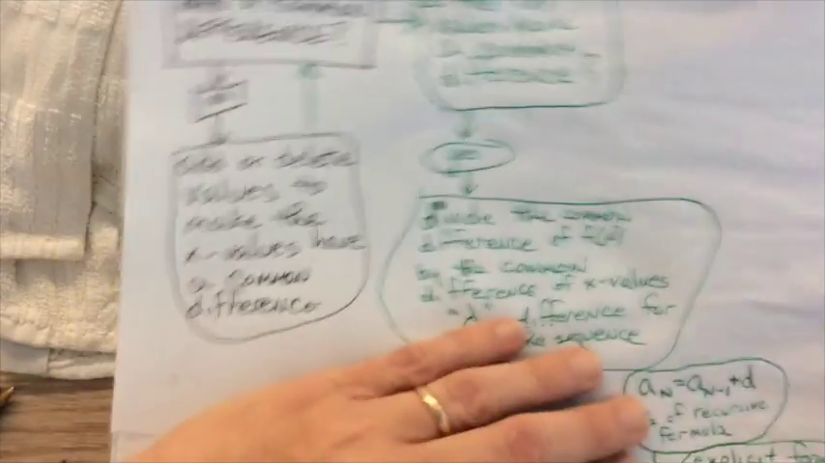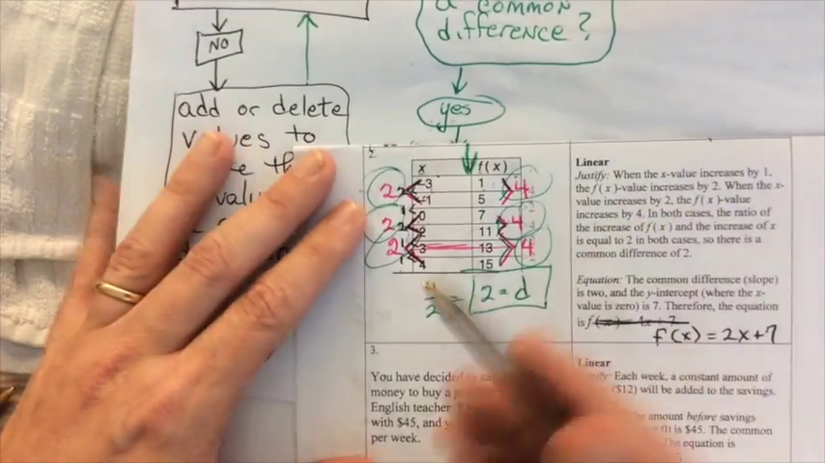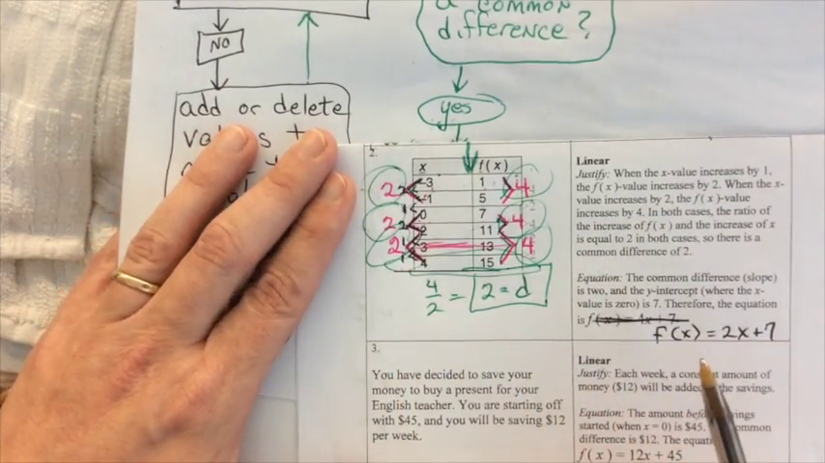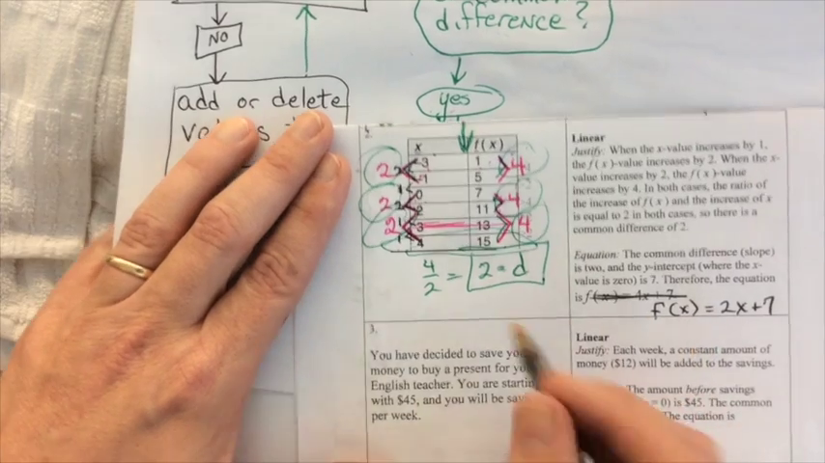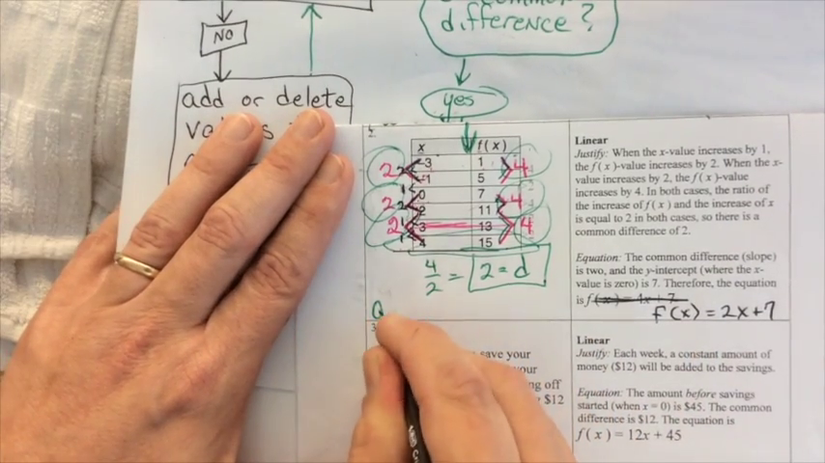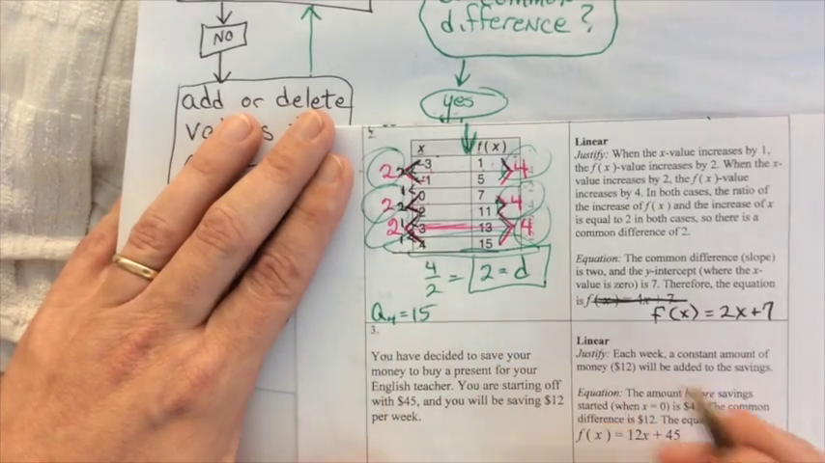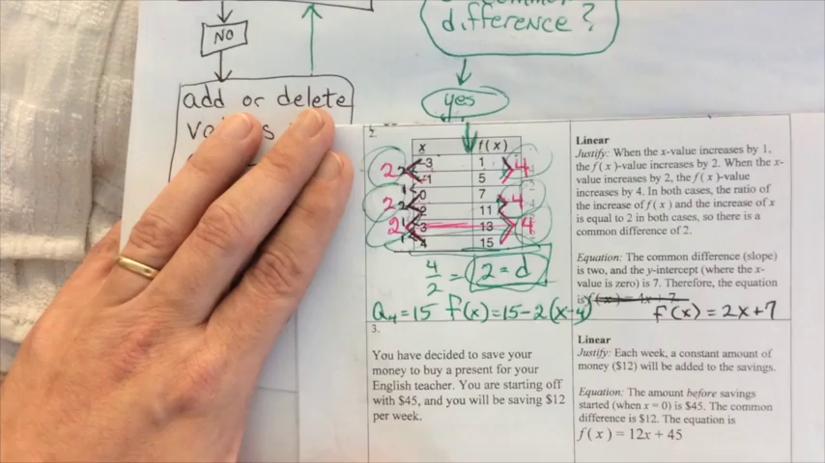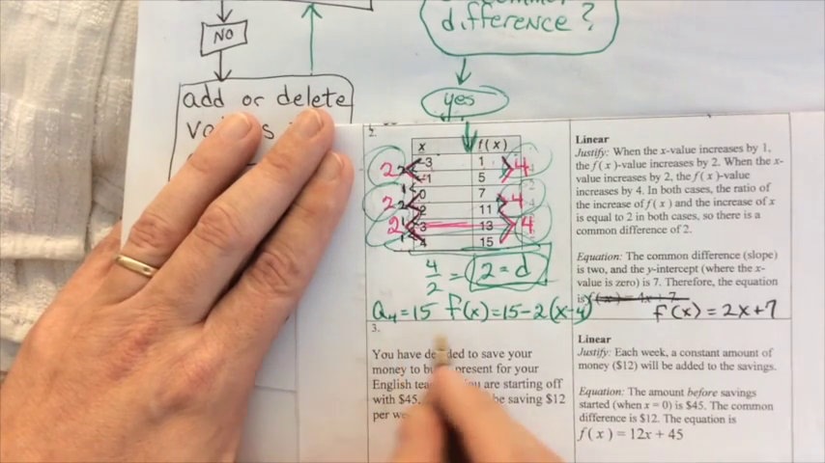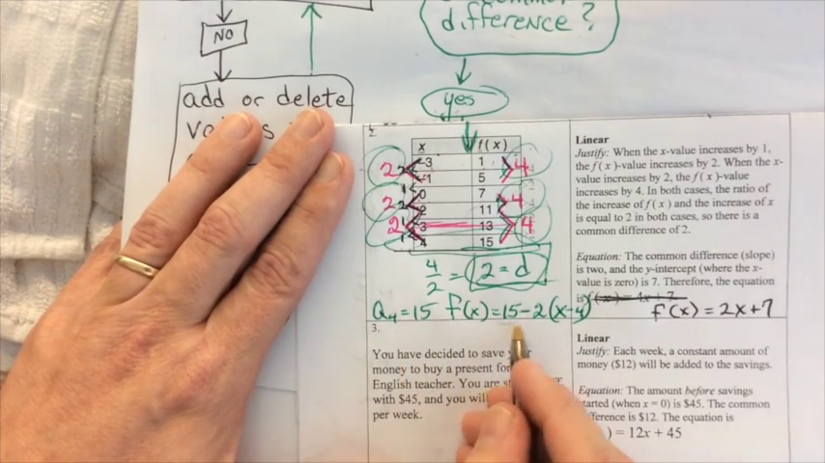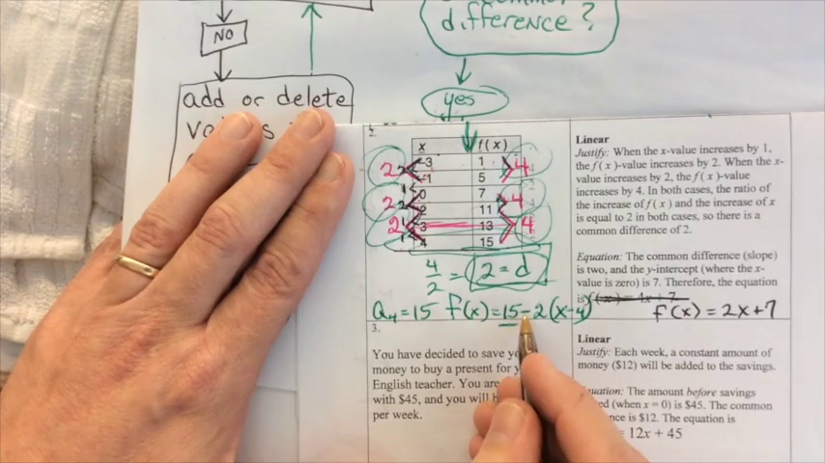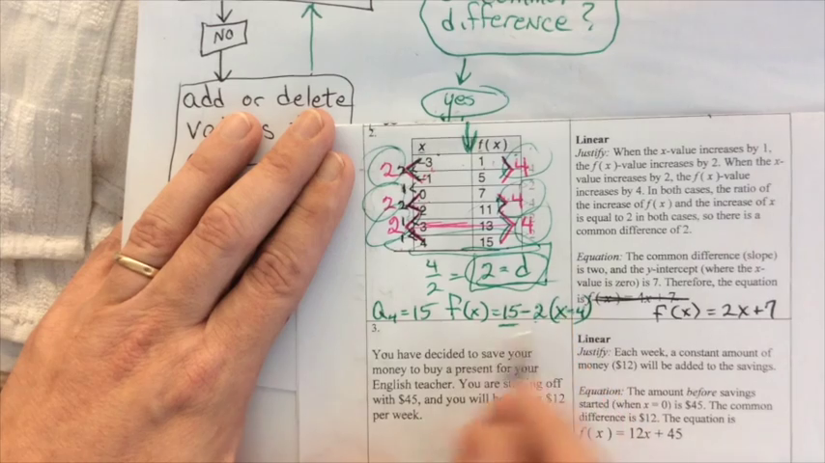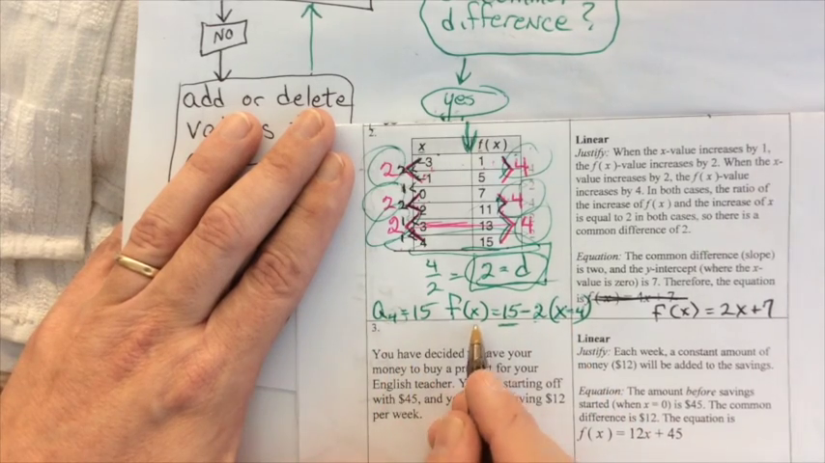So what does that mean here? Pick any term you want. Let's take 4 and 15. A_4 is equal to 15, and our common difference is 2. Here's an equation: any term plus the common difference times x minus the number of the term that you picked.